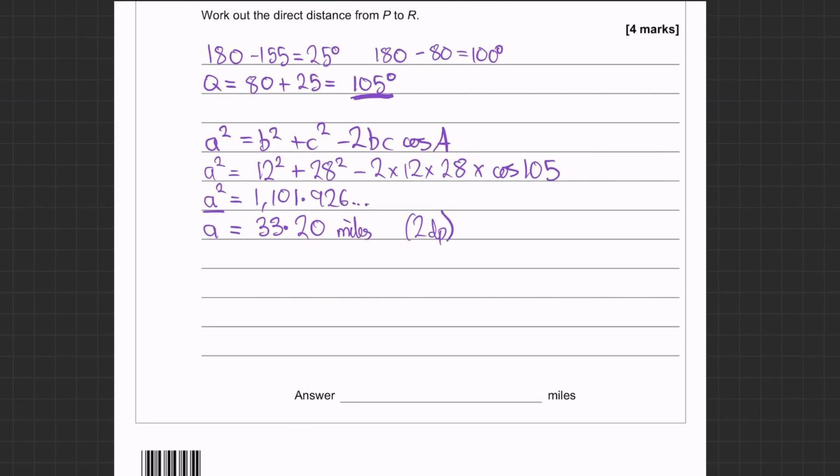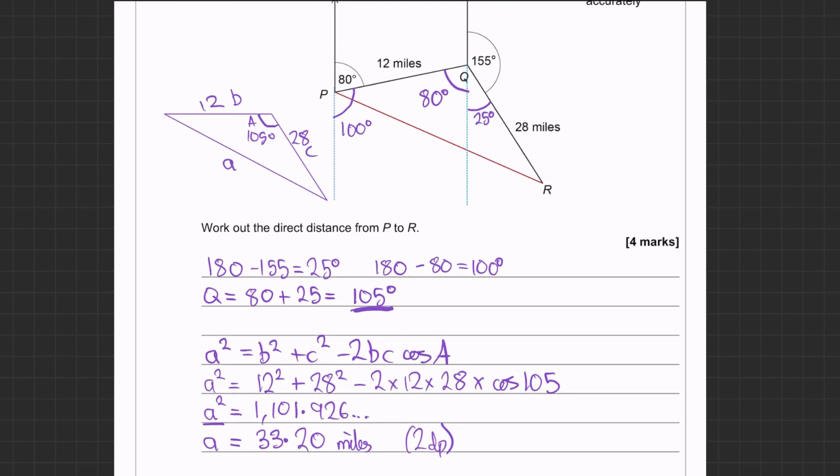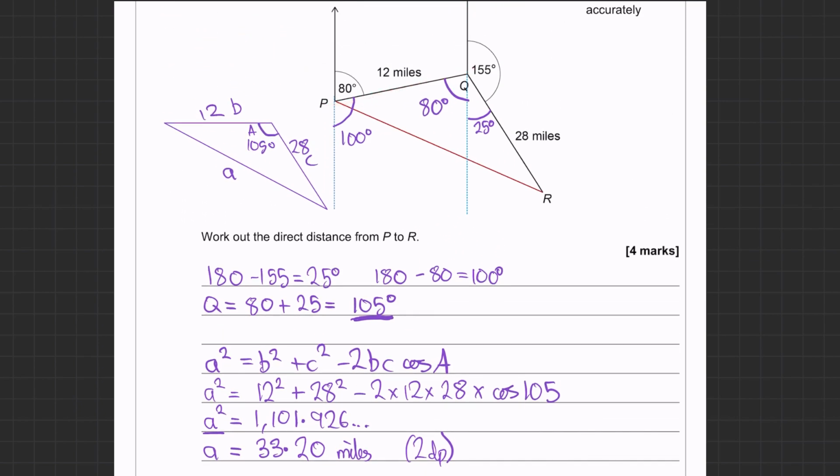So therefore, we can write in our final answer 33.20 miles. And having a little check, if I scroll back up, that's 12 miles, that's 28 miles, 33.2 miles, that doesn't seem too far off. We know it's going to be bigger than that, but it's going to be smaller than these two added together. Otherwise, this won't be a triangle. It would just be two flat lines against each other. So we've done a little check, and that looks about right.